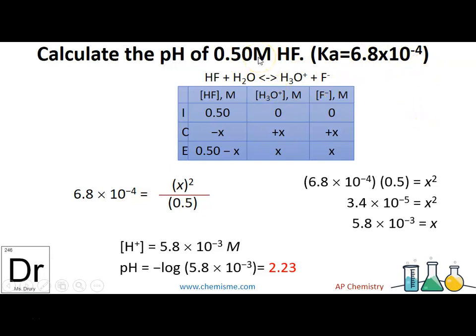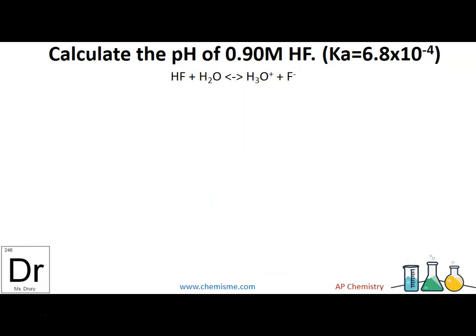Instead of 0.5, let's do 0.9. Let's think for a second. If I increase the amount of acid in the solution, do you think the pH will increase or decrease? Again, if I increase the amount of acid, will the pH increase or decrease? Let's prove it. So we're going to do a very similar question. I'm just going to do 0.9 molar.